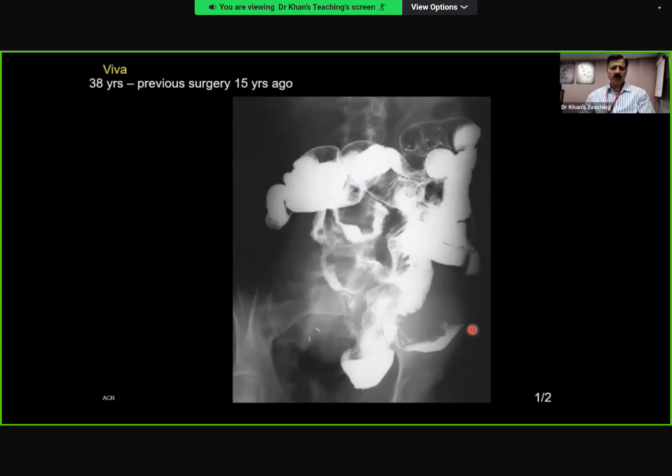And now has presented. This is a delayed film of a follow-through examination. And what is happening here? What do you think? I think so. There is some fistula formation.